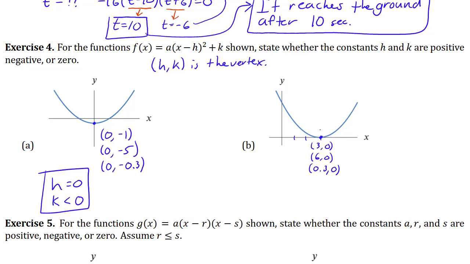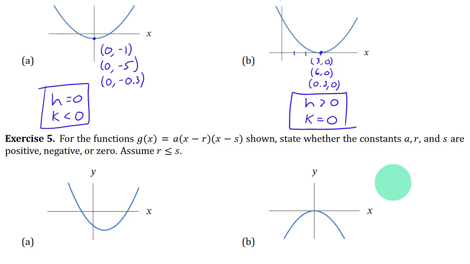So that means the value of k must be 0. But the x-coordinate is positive. So h, the x-coordinate of the vertex, is positive. The y-coordinate is equal to 0. All right, let's look at exercise 5.